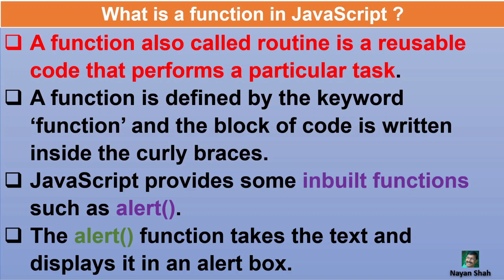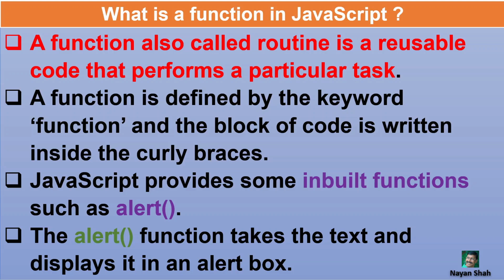There is one such function, called the alert function. The alert function takes the text and displays it in an alert box. Now you must know what an alert box is. Whatever message you write in the alert function will be displayed on the web page in an alert box, and there will be one OK button. Until you click on that OK button, that message will remain on the web page. So it makes sure that the user has seen this message and then clicked OK.